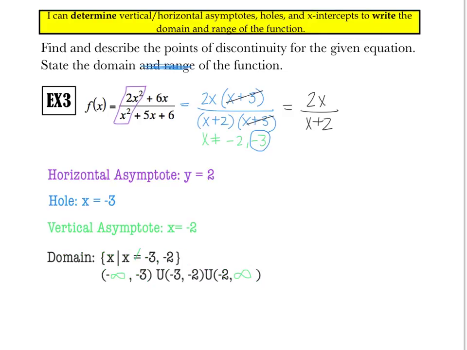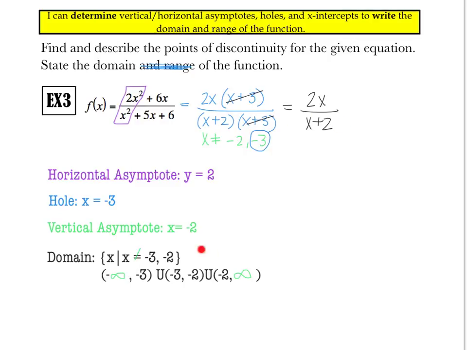Alright, so hopefully you were able to figure out that when I look at the original problem, the largest degree on both the top and the bottom are equal. So I take the coefficients 2 over 1, and that gives me my horizontal asymptote of y equals 2. Once I factor it, I ended up with x cannot be negative 2 or negative 3. But the negative 3 is the one that cancels, so that becomes a hole. And then what remains is my vertical asymptote.